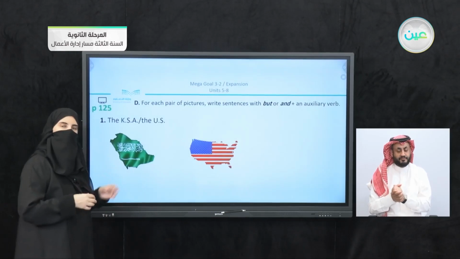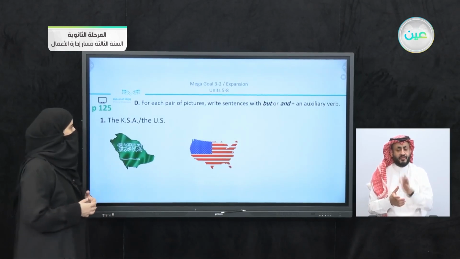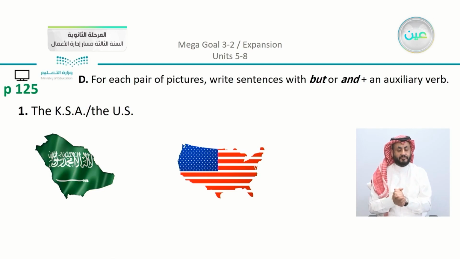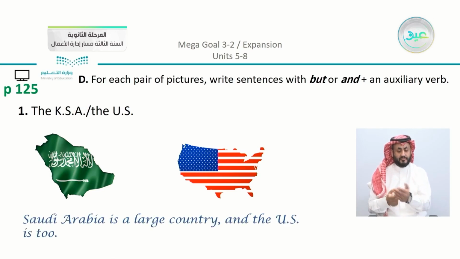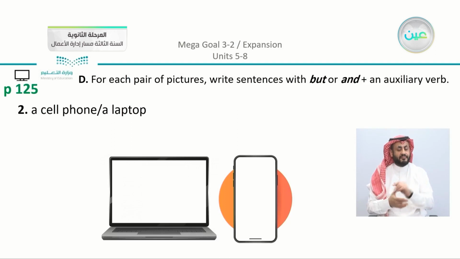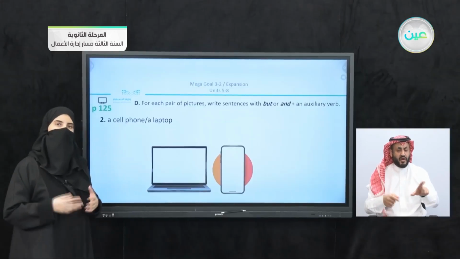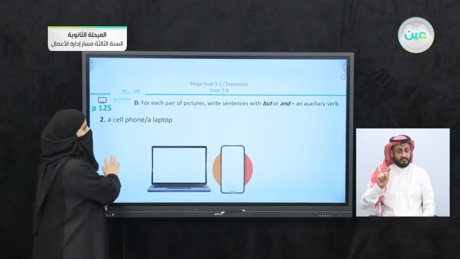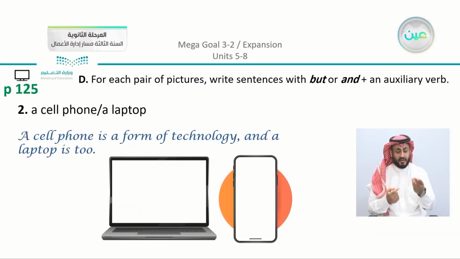Now, we have the same example here. We're just going to write another sentence. The KSA and the US, we had one example. And we can say also that Saudi Arabia is a large country and the US is too. Now, just think about these two. We have here a cell phone and a laptop. Now, note that you are free. You can use either and or but here in the sentence. It is your choice. So, the first sentence that we can write, a cell phone is a form of technology and a laptop is too. So we have here positive.